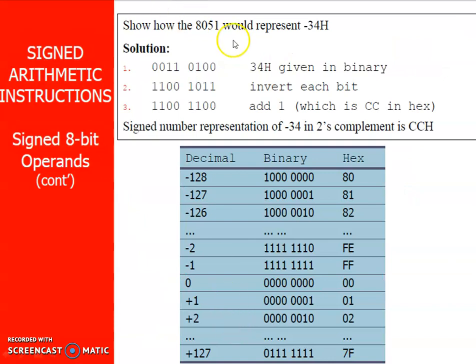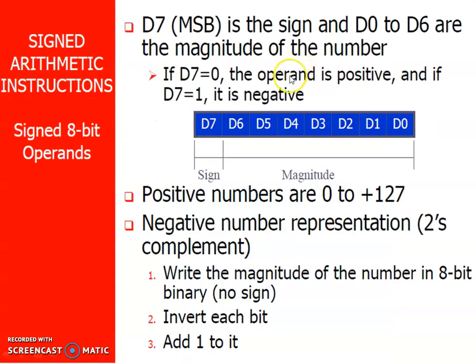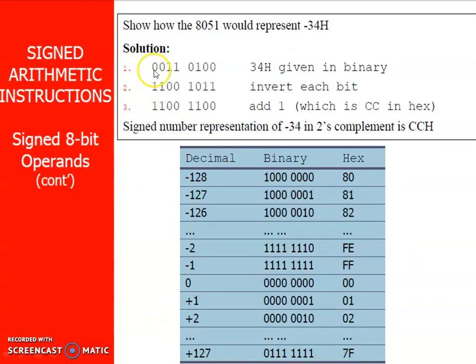Let us see the example of that. Show how the 8051 would represent minus 34H. So you should find out the equivalent value of this, how it is represented in the computer. First step, what is it? Write the magnitude of the number in 8-bit. So here the first step, write the value 34 in binary without considering any sign.